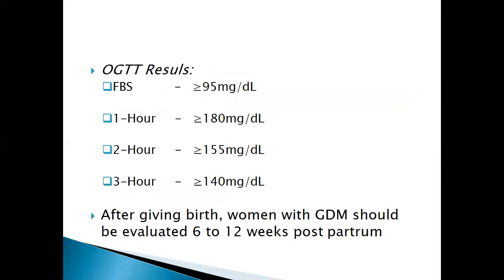So an OGTT result normally is as follows. We have FBS of 95, 180, 155, and 140 at these intervals. Now, anything more than these may be indicative of gestational diabetes mellitus. If a patient is diagnosed to have gestational diabetes mellitus, we reassess the patient postpartum, or after giving birth. The recommended time period for assessment would be from 6 to 12 weeks postpartum, after delivering the child.